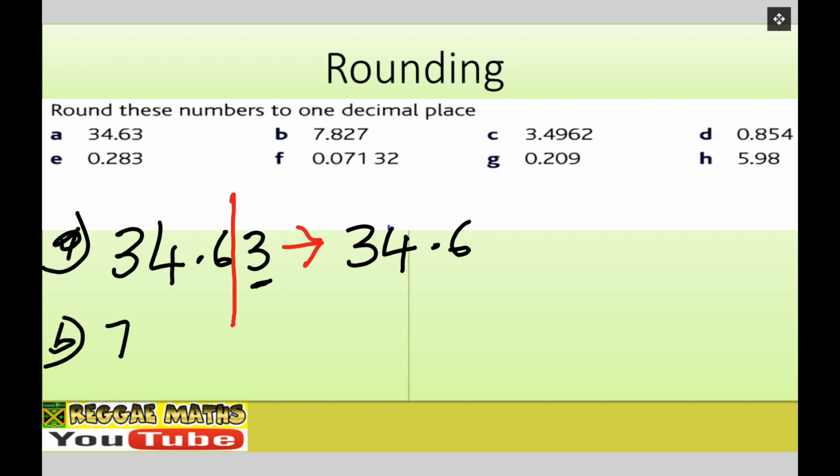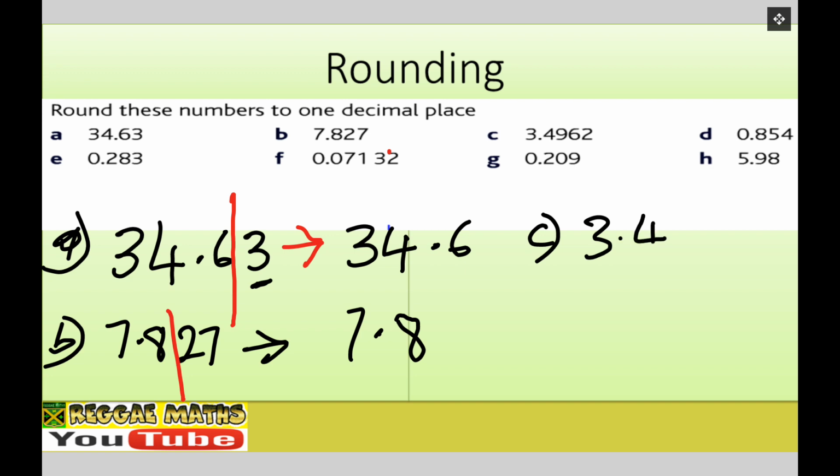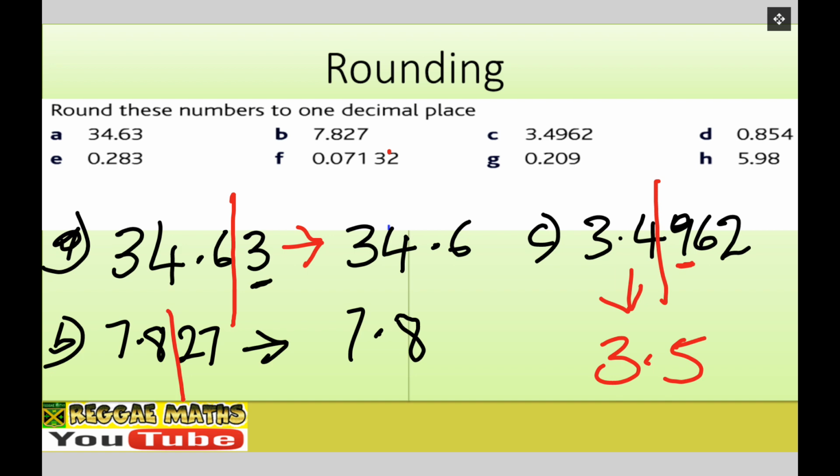B, 7.827. Right. Again, looking at the first decimal place, second decimal place. So this is 7.8. C, 3.4962. So we've got 1, 2, 3, 4 decimal places. Don't worry about that. You're only focusing on your second decimal place, right? Second decimal place here is 9. So the answer here is 3.5.